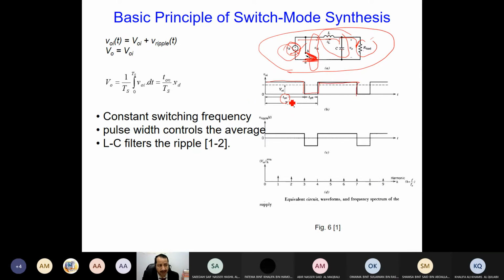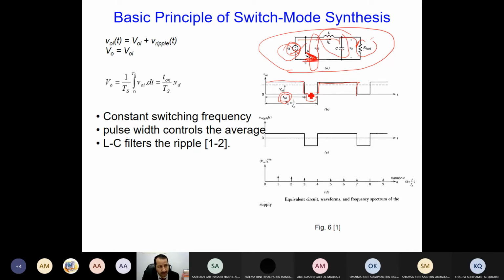What happened here? We have T on and T off. What is this T on and T off? T on is when we control the switch, the transistor, to be on, and T off when we switch it off. The voltage changes.